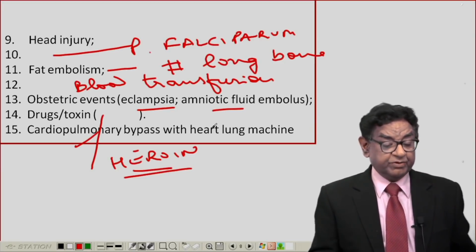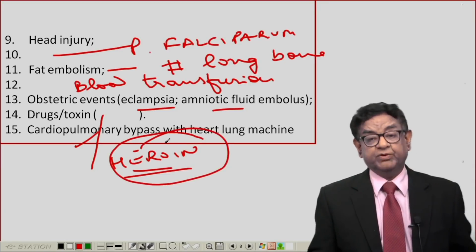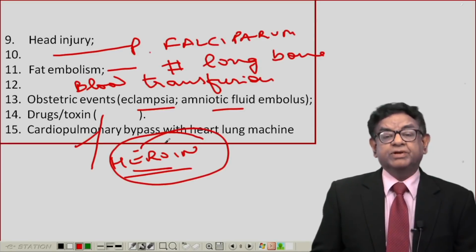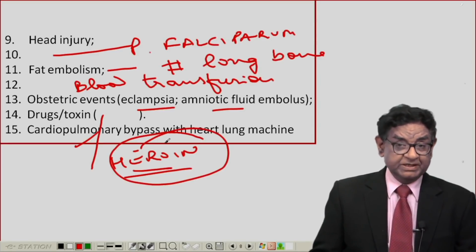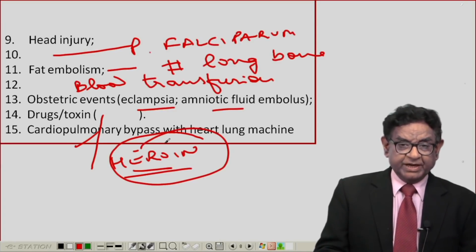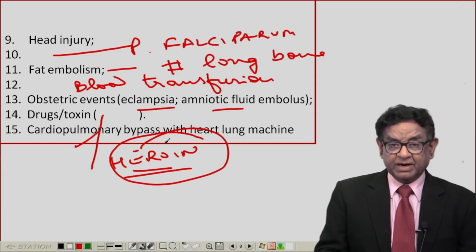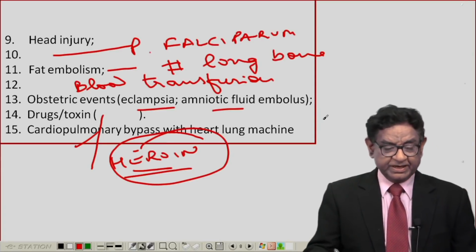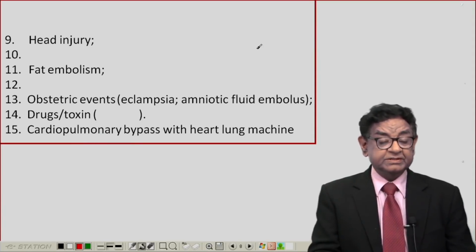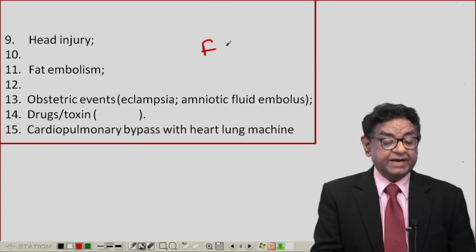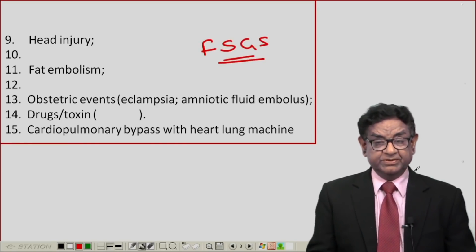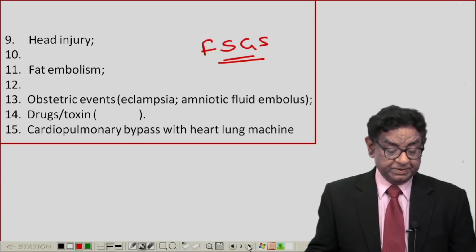Now, I have a question for you. This heroin can lead to ARDS. But heroin is notorious to lead to some glomerular disease. You can listen to the question, stop the video, write down the answer. The question is, heroin can lead to what type of glomerular injury in the kidney? Write down the answer. I hope you have written the answer. The answer is, it can lead to focal and segmental glomerulosclerosis. It's a very frequently asked question.